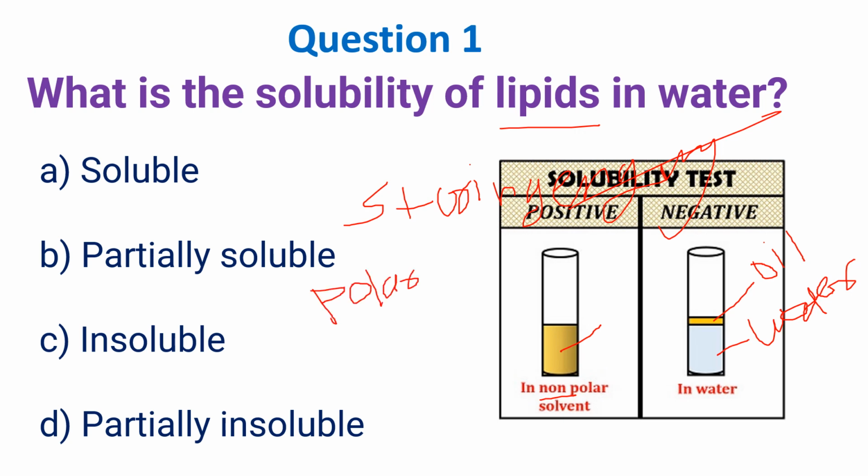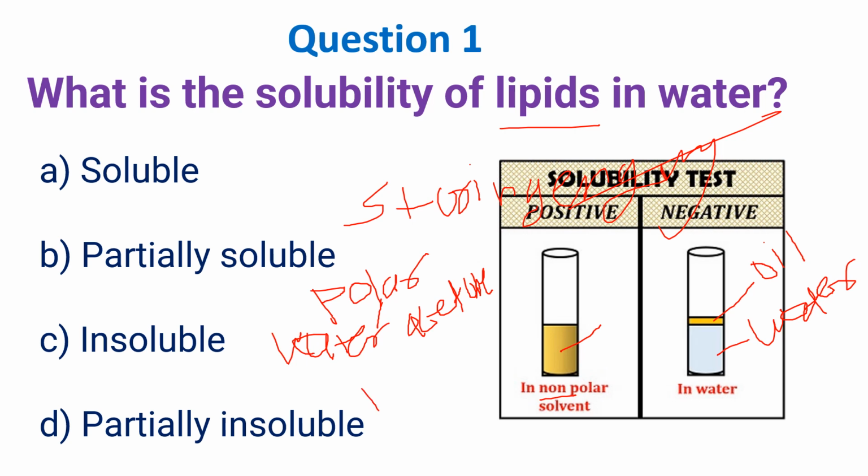and non-polar solvent? Polar solvent has positive or negative charge in different places in its structure. Water is a polar solvent, and other polar solvents are acetone, methanol, and isopropanol.